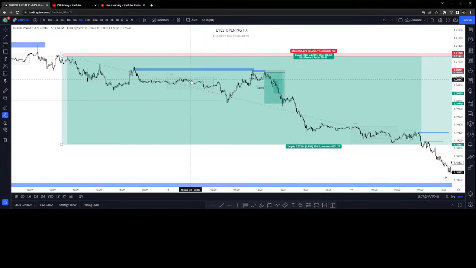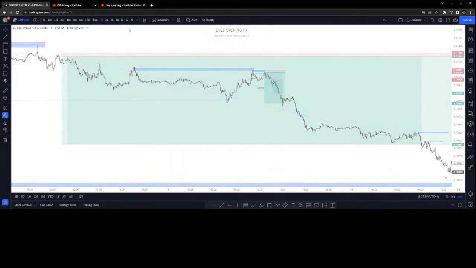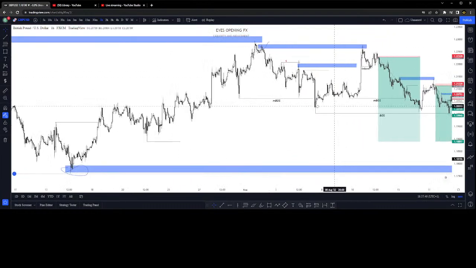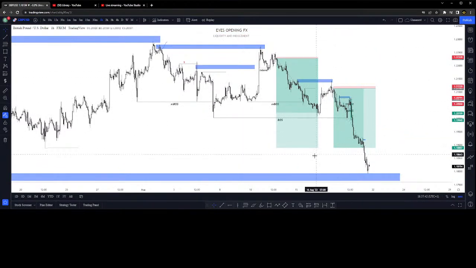All right, catching the whole move is quite possible. I won't say easy because there's nothing actually easy in trading. All right, but it's very possible catching the whole move. But the main thing is what? Being in the impulsive move.